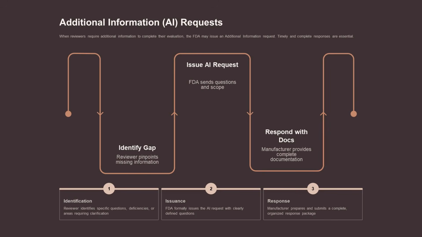When reviewers require additional information to complete their evaluation, the FDA may issue an additional information request. Timely and complete responses are essential. The process involves identifying gaps, issuing AI requests, and responding with complete documentation. Proper responses support efficient processing and reduce the risk of early-stage delays.